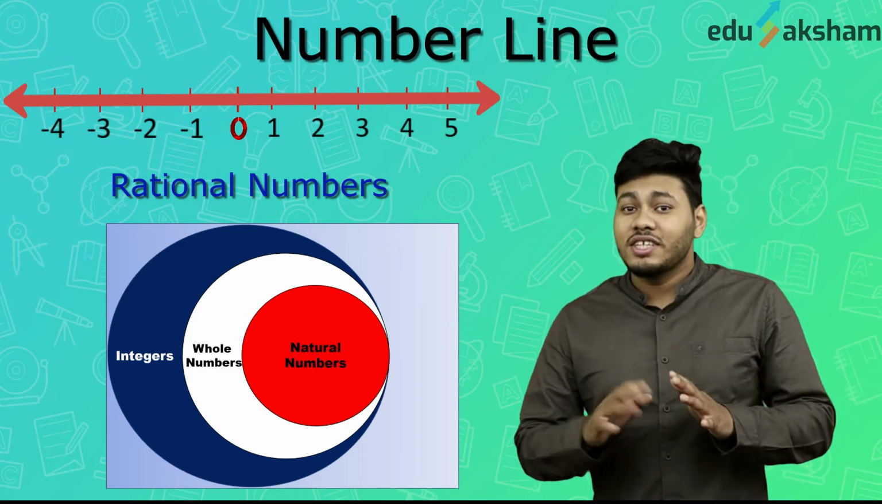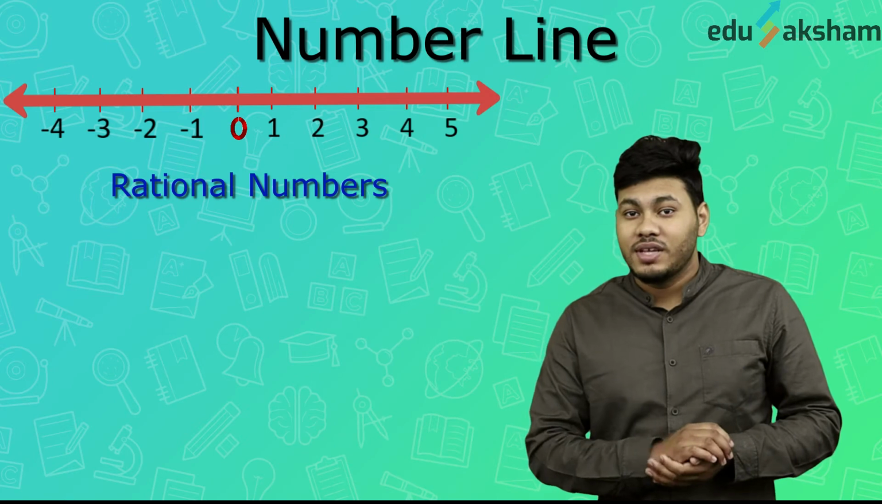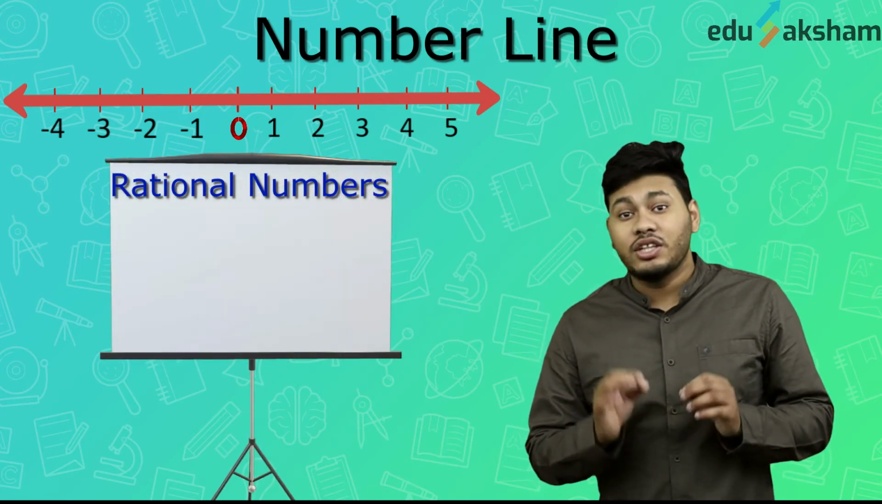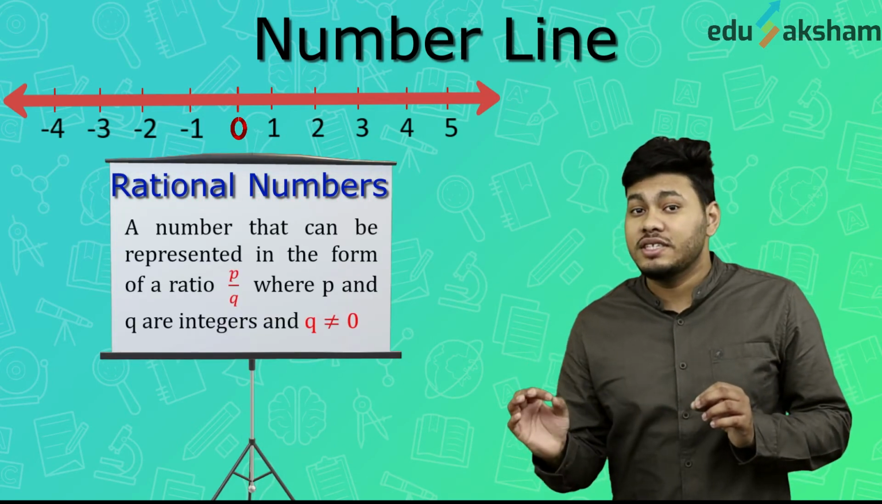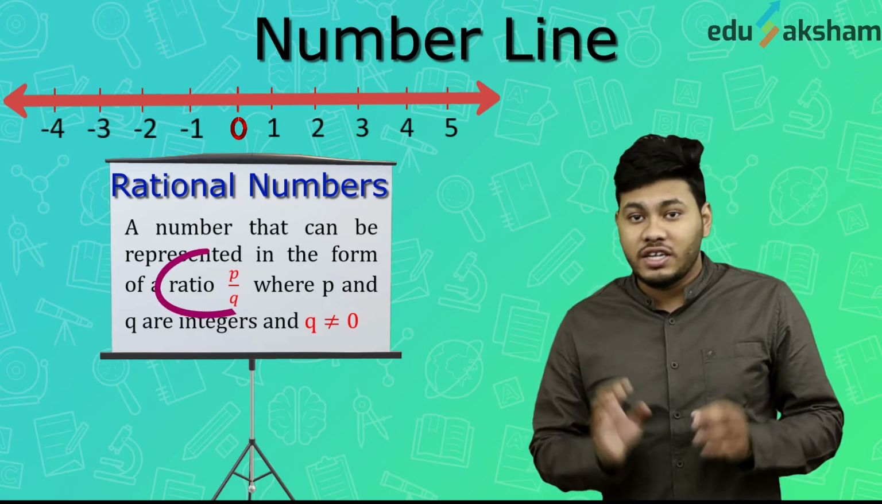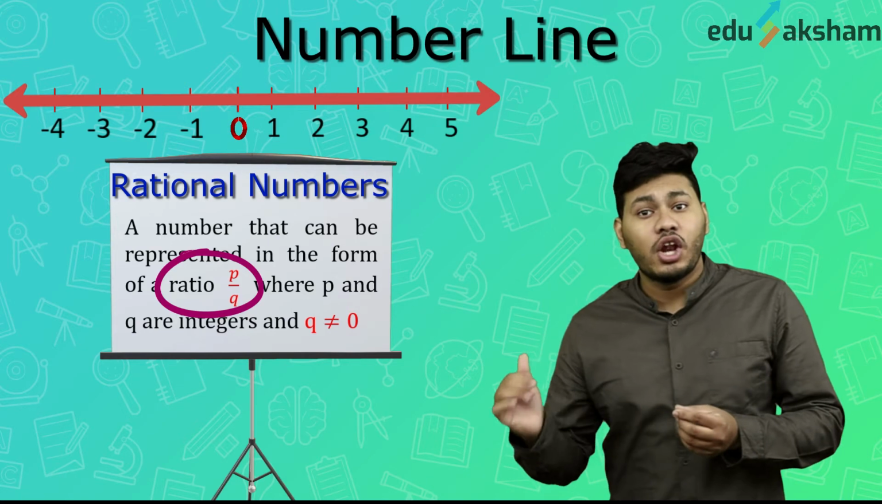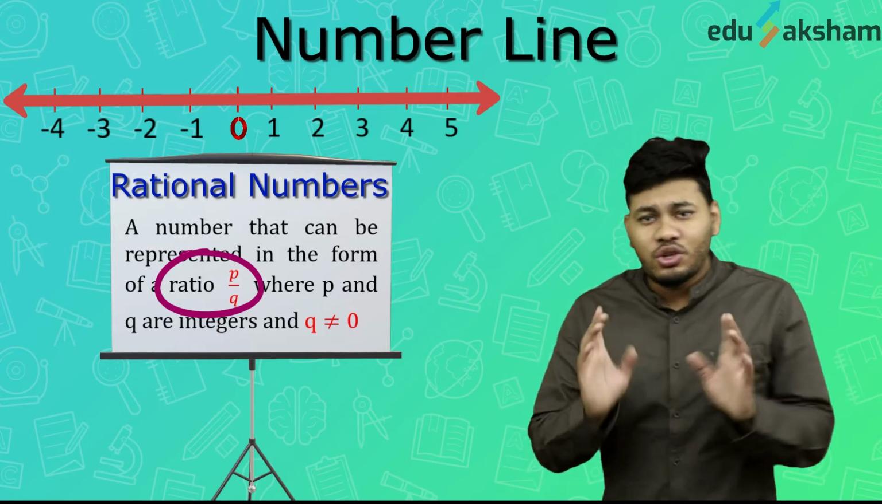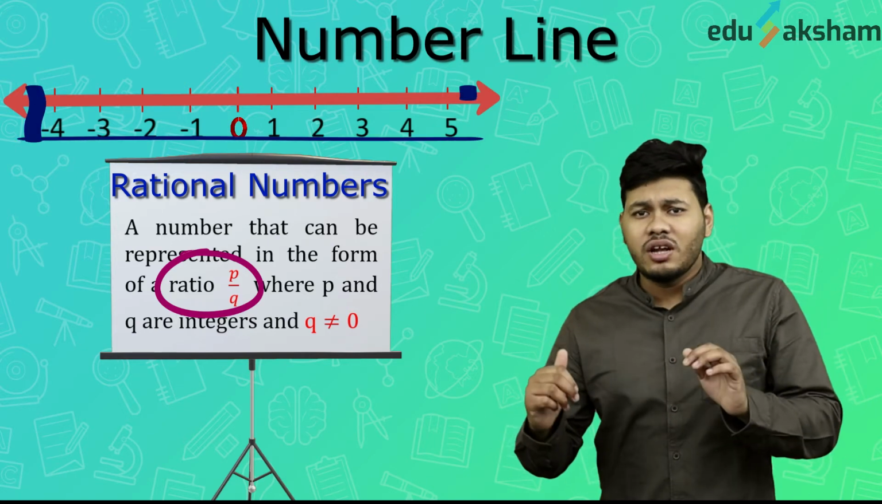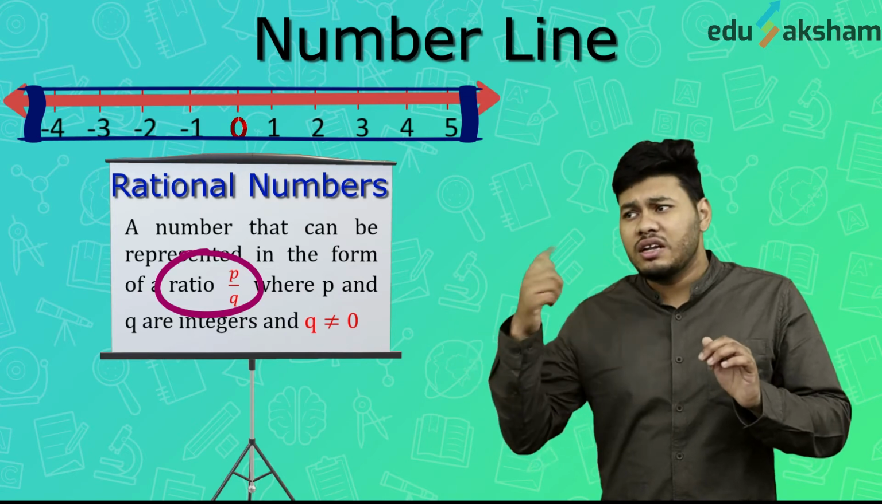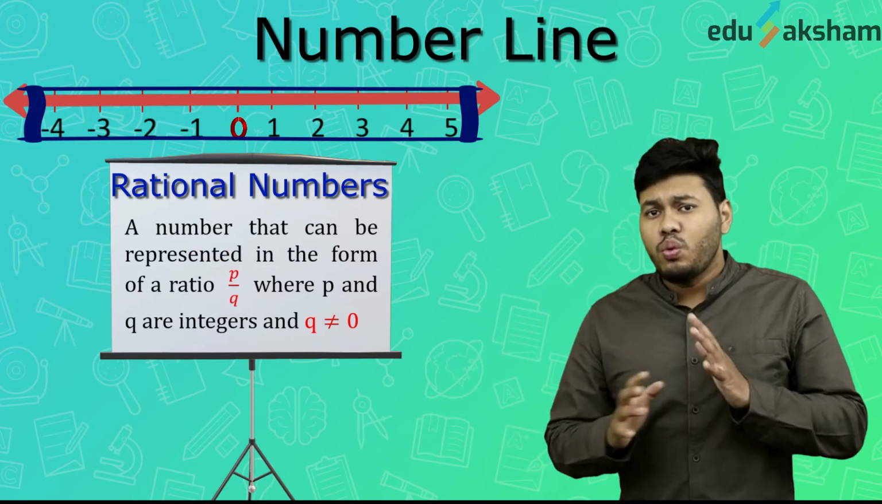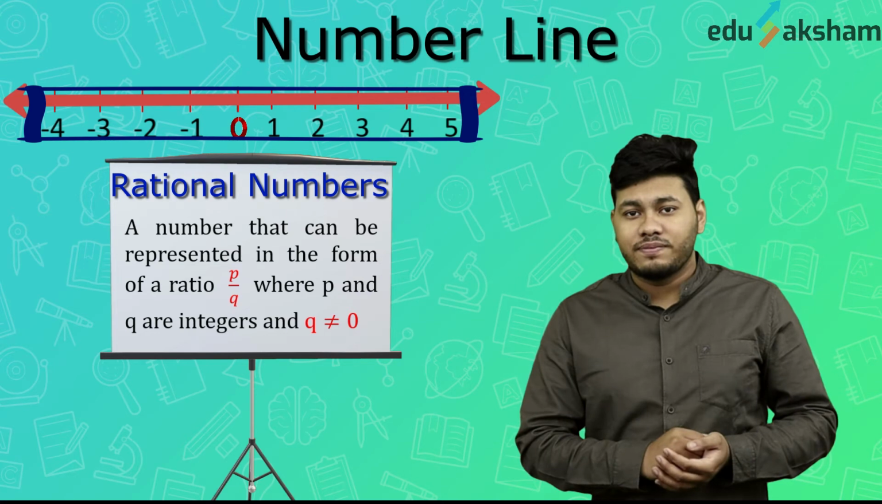So now the question arises: what are rational numbers? Rational numbers are basically those numbers which can be represented in the form of a ratio p divided by q, where p and q both are integers and q is not equal to 0. So your question would be, neither the natural numbers, whole numbers or integers are represented as a ratio. So why are they called rational numbers?